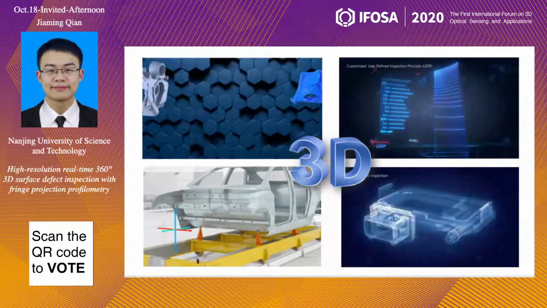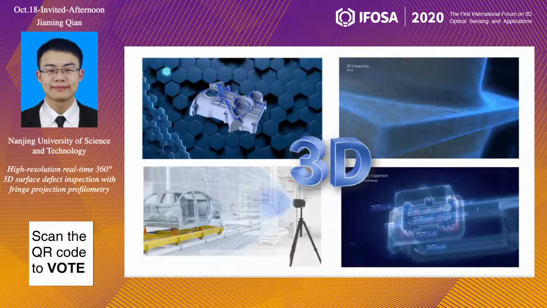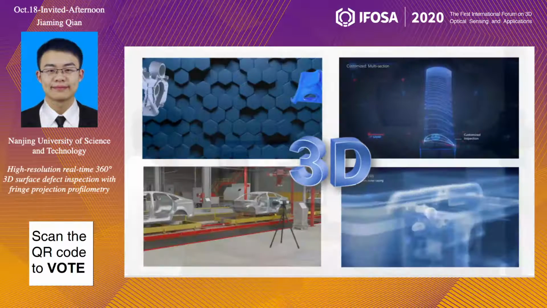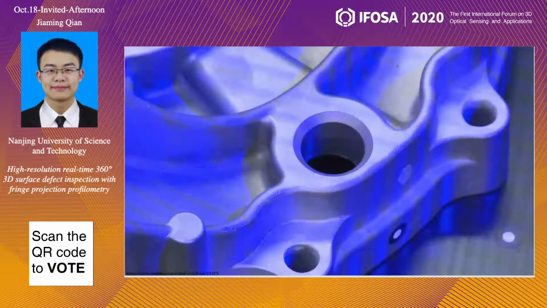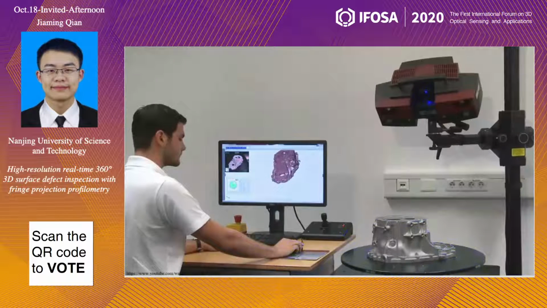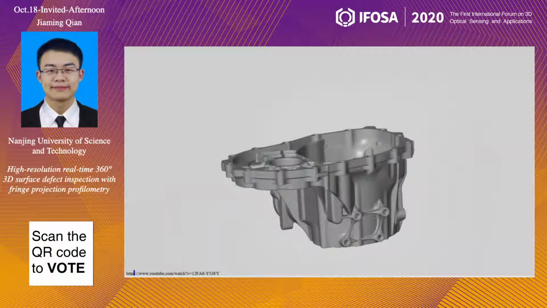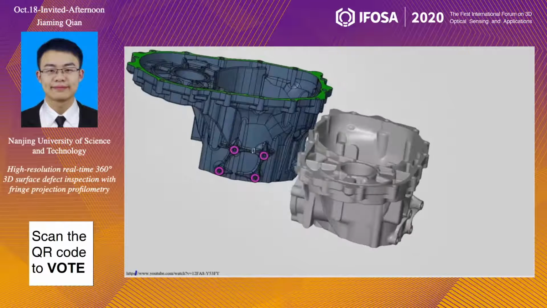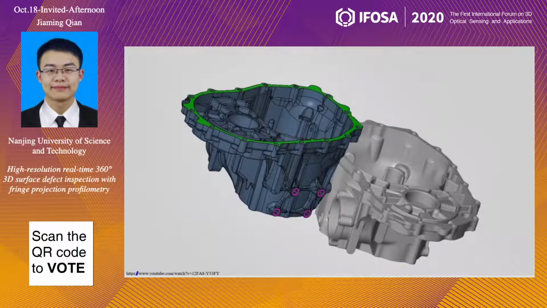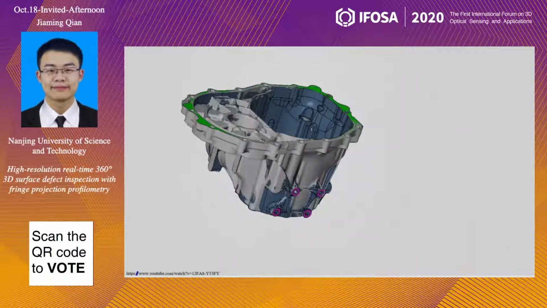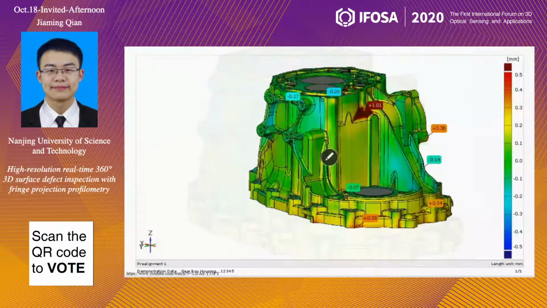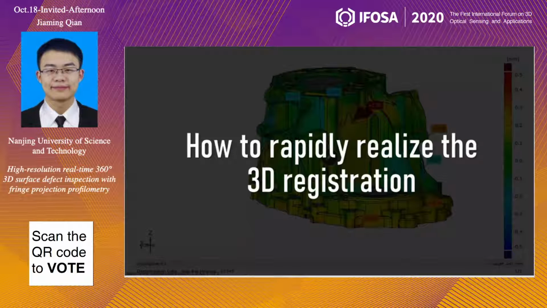The 3D optical defect inspection method is usually to first obtain all the 3D shapes of the object and stitch them into a complete one, and then register the measured data and the standard model, and finally calculate the deviation between them. In the whole process, how to realize fast 3D registration, including the registration between the measured data from different views and the registration between the measured data and the standard model, is the most difficult.